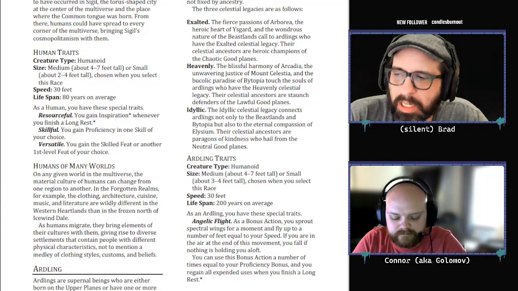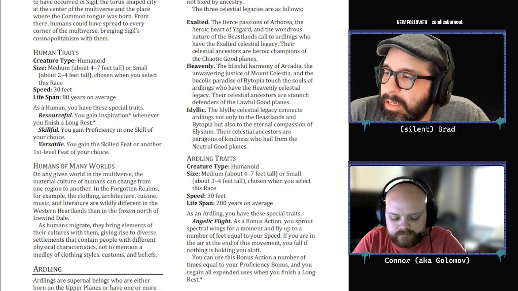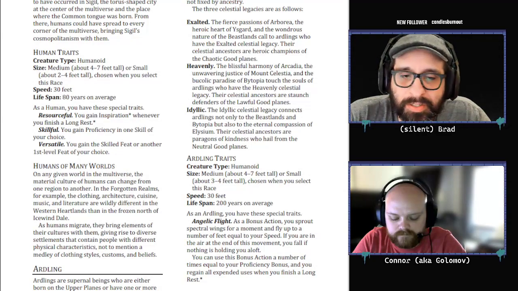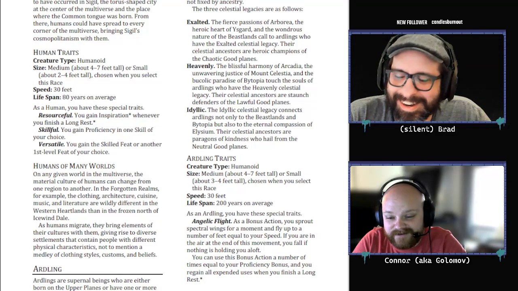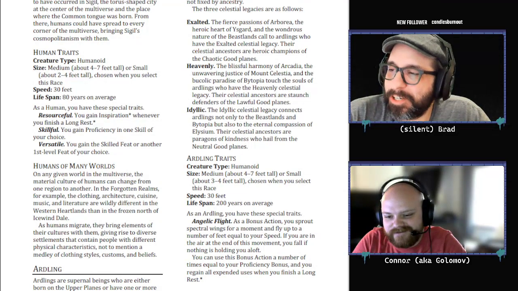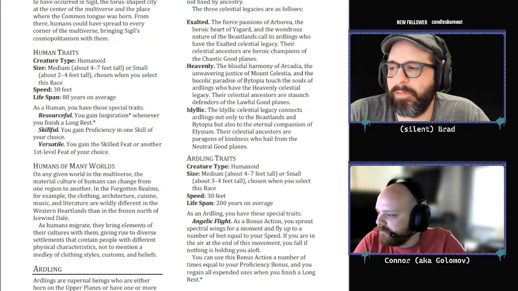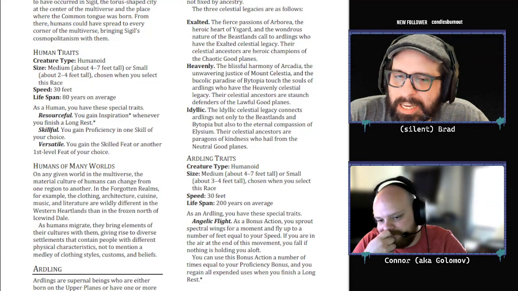Speed 30, lifespan 80 on average, and the special traits that humans get. You gain inspiration whenever you finish a long rest. Yeah, I don't know if I like that. You gain proficiency in one skill of your choice, and you gain the Skilled feat or another first level feat of your choice. The inspiration thing, they are really pushing it.